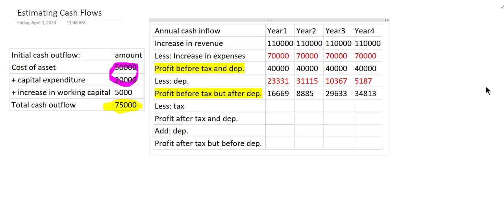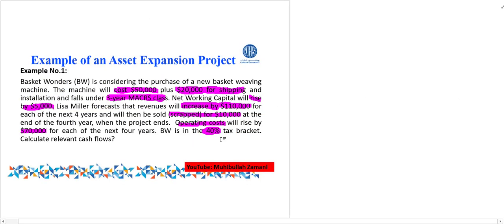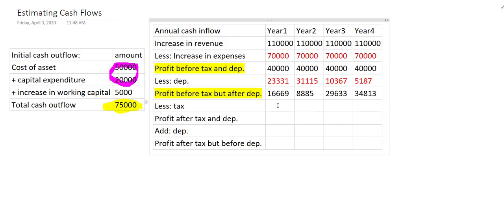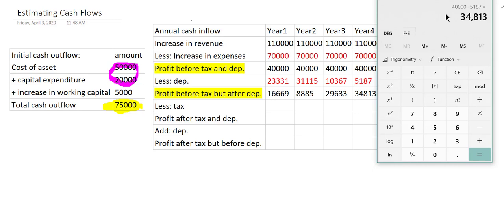What is the tax rate? Tax rate is also given in the example. We have to charge 40% tax. So 40% of this one as a tax, 40% of this one, this one, this one, and this one, all of them will be considered as tax. In order to reduce the time, let me calculate it directly. I will calculate one of them, but the rest I will not take in the video.